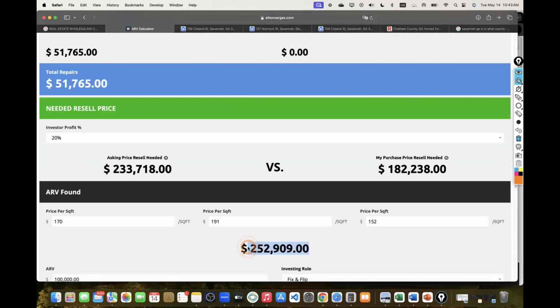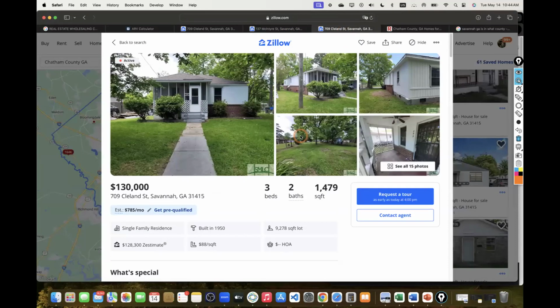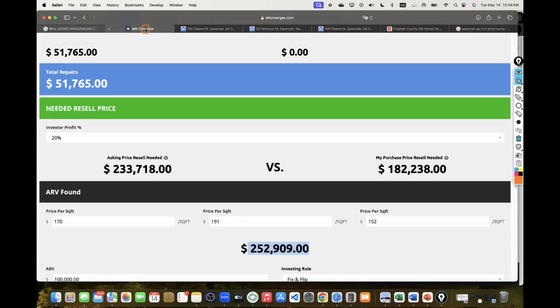So my subject property, at a square footage of 1,479, by the time it gets fixed up and put on the market, let's say 2 to 3 months to fix up, and probably another 2 months to sell, a total of 4 to 5 months. We're now close to May, so we're talking about September. September, October is when this property can definitely sell, depending on how the rates are at that time.